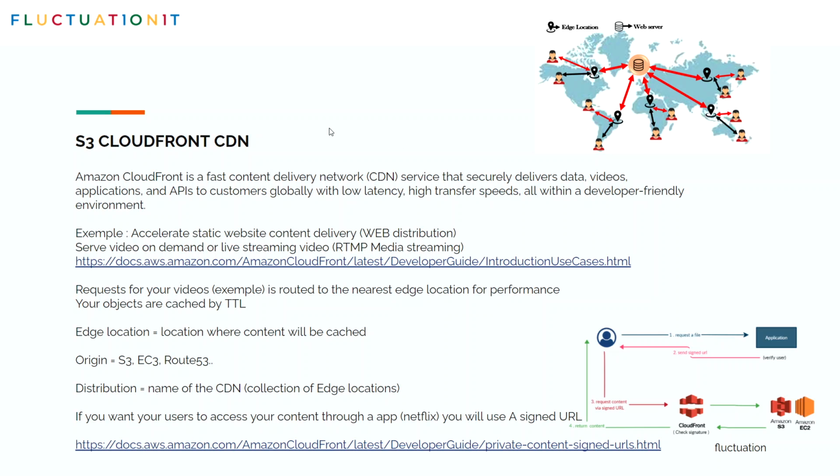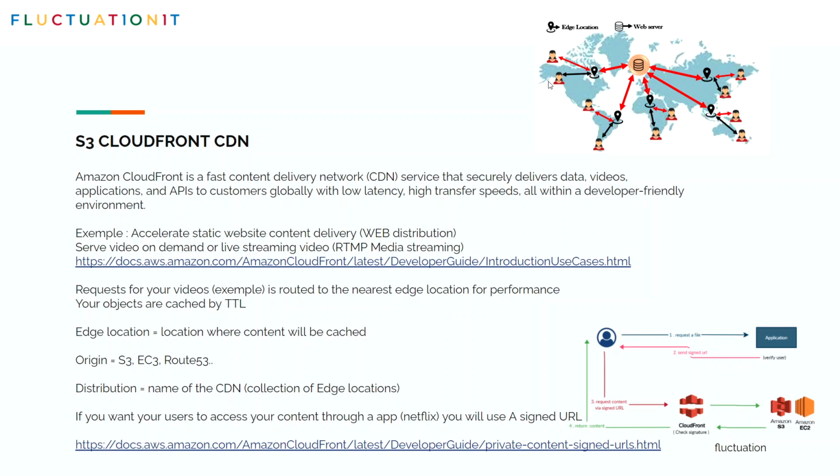Hello, so now we're going to see some information about CloudFront CDN. This is something fantastic that Netflix is using and that you can use for all your content. Amazon CloudFront is a fast content delivery network, CDN, service that securely delivers data, videos, applications, and APIs to customers globally with low latency, high transfer speed, within a developer-friendly environment.